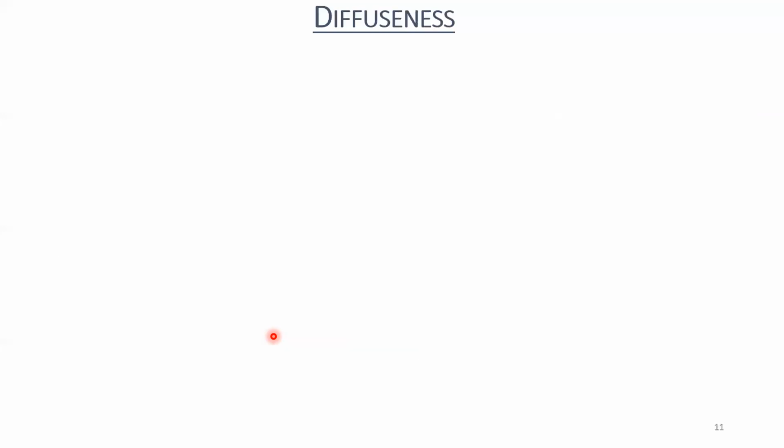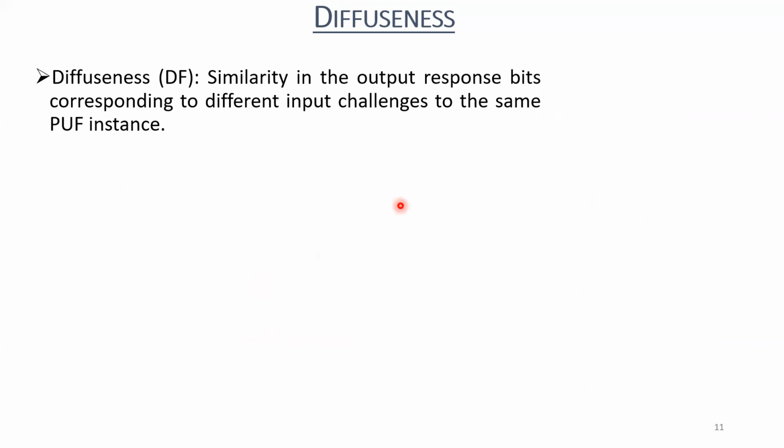Then the other criterion that PUFs should satisfy is diffuseness. So what exactly is diffuseness? Diffuseness is the similarity in output response bits corresponding to different input challenges to the same PUF instance. So I have one PUF instance. At one point of time, I probed it with one challenge and got a response. If I probe the same PUF with a different challenge, it should give me a different response. That is what I mean by diffuseness.